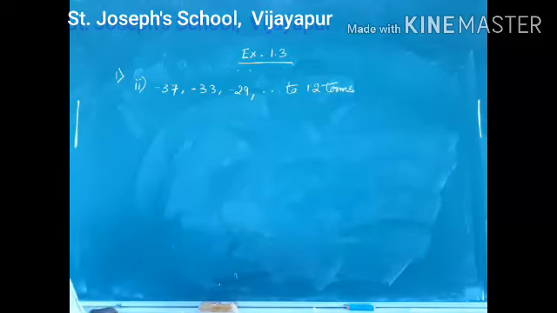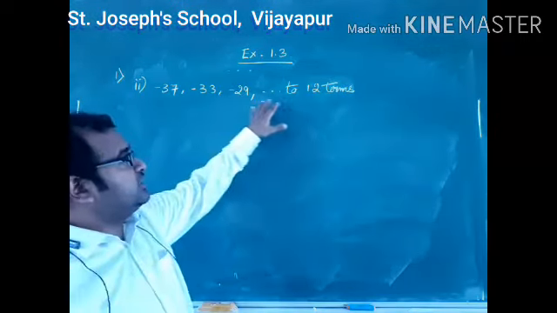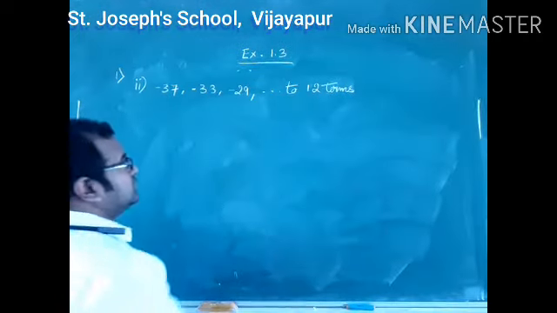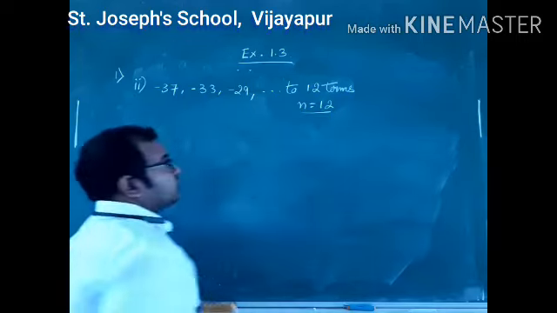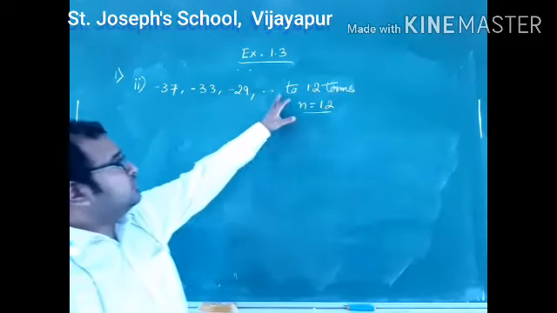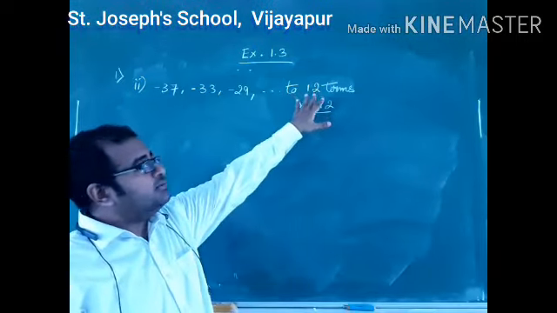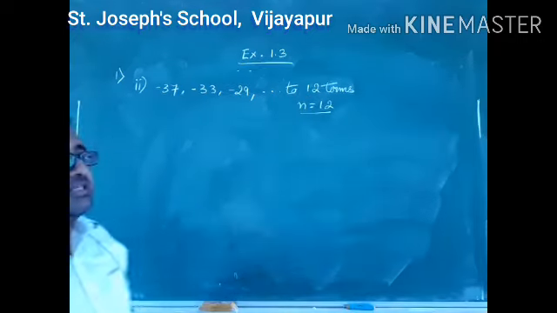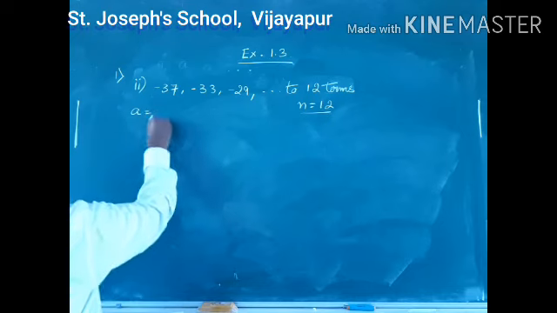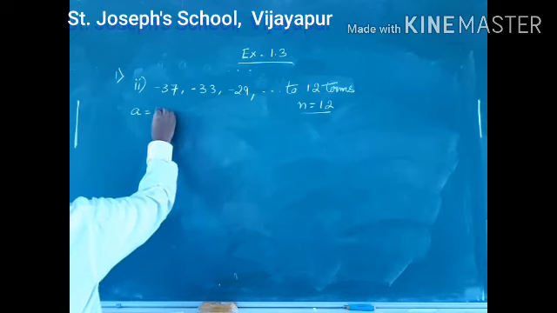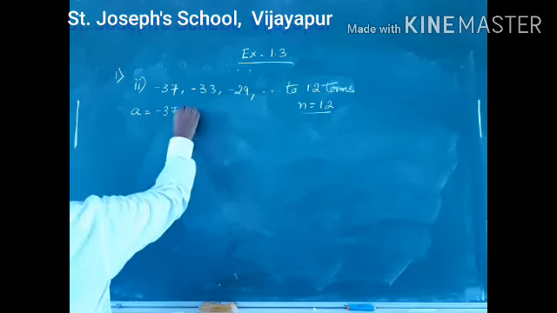Second part of main question 1 of exercise 1.3. This time they have given the numbers minus 37, minus 33, minus 29, up to 12 terms. So this time n, again n is equal to 12. Do not confuse it with the last term. Up to means that it is the total number of terms given there, not the last term. Let us note down the first term. The first term is minus 37.